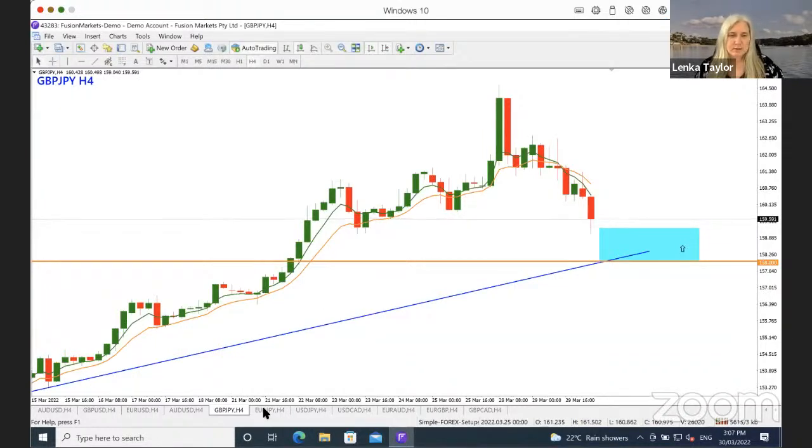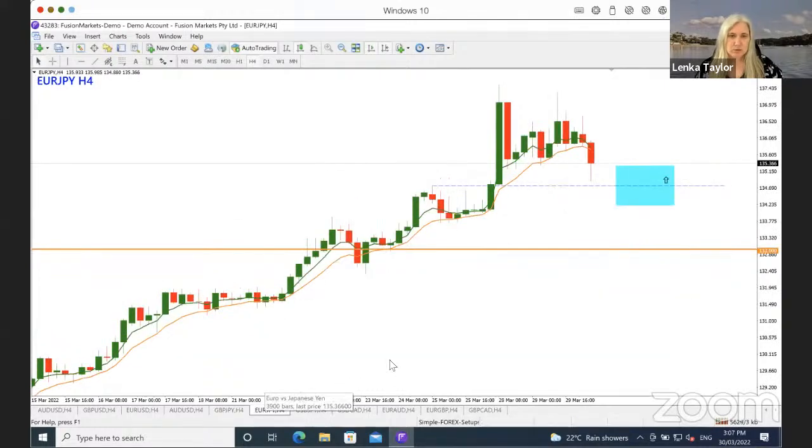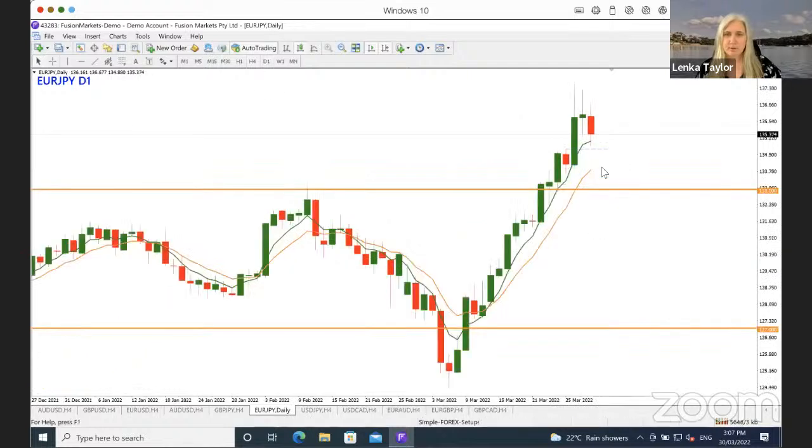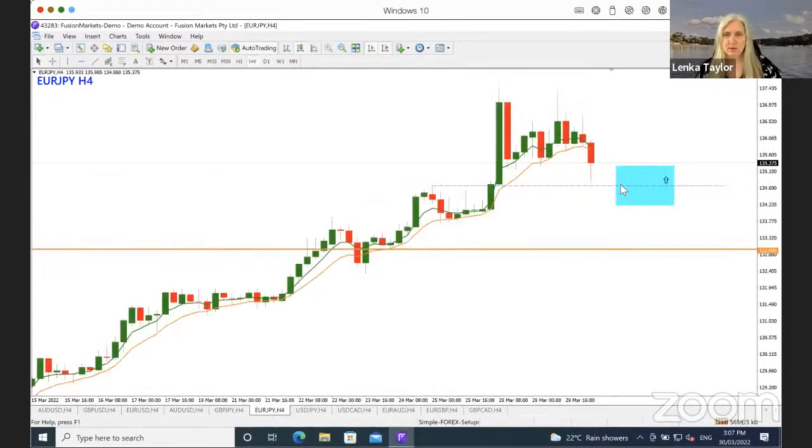Okie doke. Let's see. Next currency pair is Euro Jpy. Euro Jpy, I'm also still looking for a long. So we are still in an uptrend on the daily. So if that continues, then still looking at a long on this currency pair.